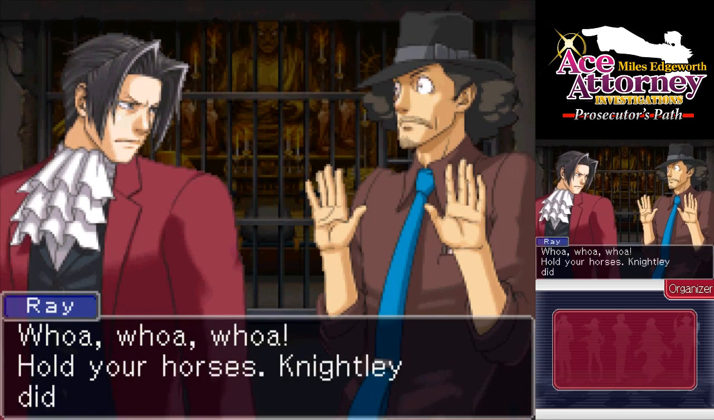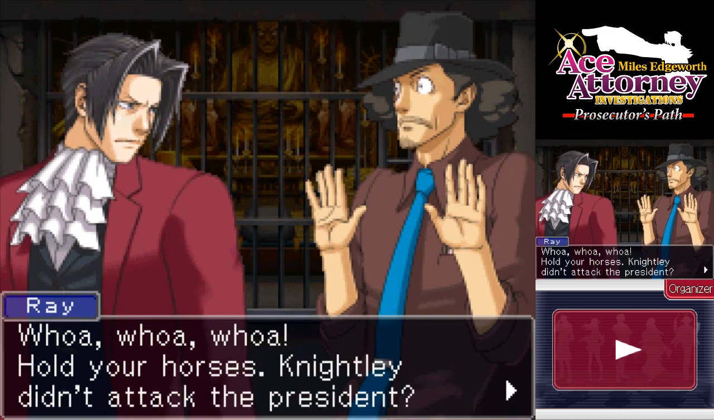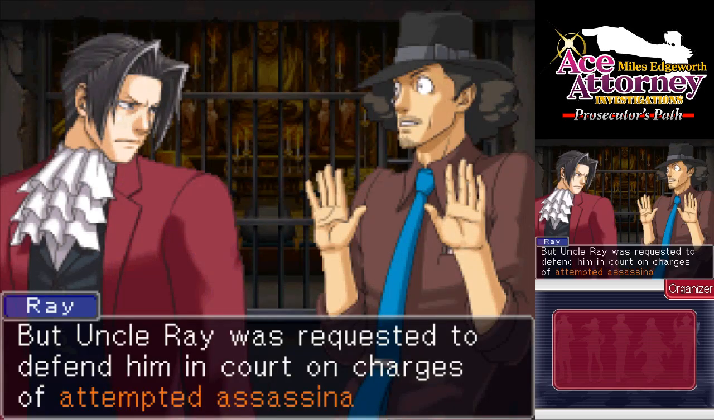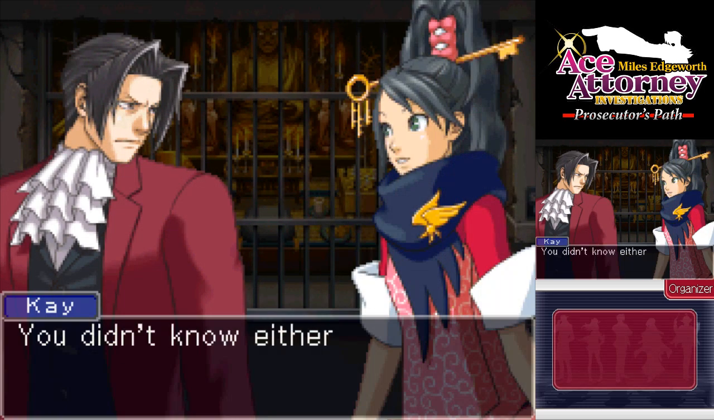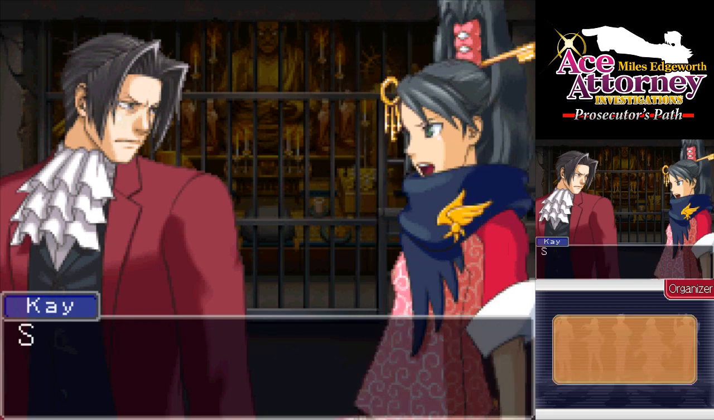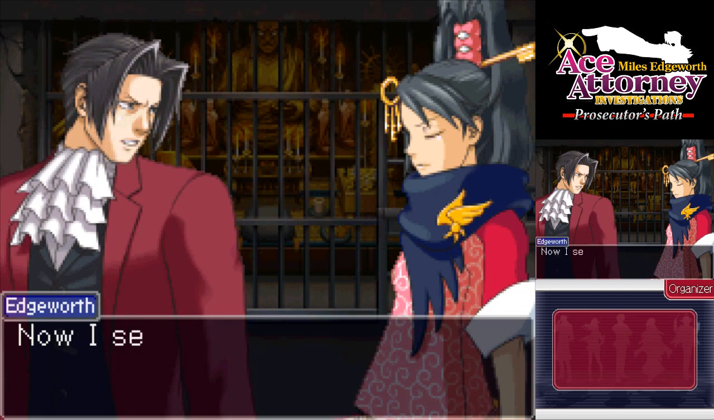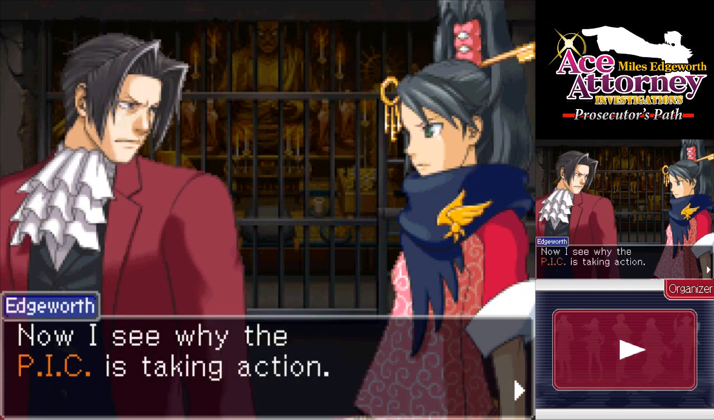Whoa, whoa, whoa, hold your horses. Knightley didn't attack the president. But Uncle Ray was requested to defend him in court on charges of attempted assassination. You didn't know either, Uncle Ray? I just love how she keeps calling him Uncle Ray. So they're trying to pin the whole thing on Mr. Knightley. Now I see why the PIC is taking action.